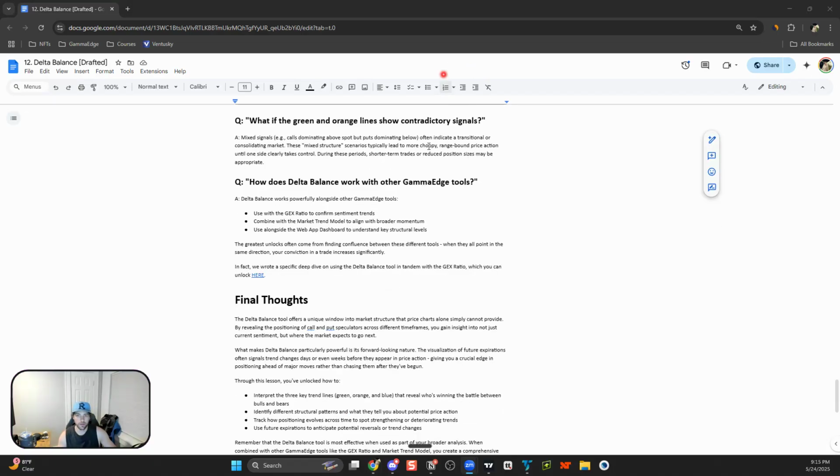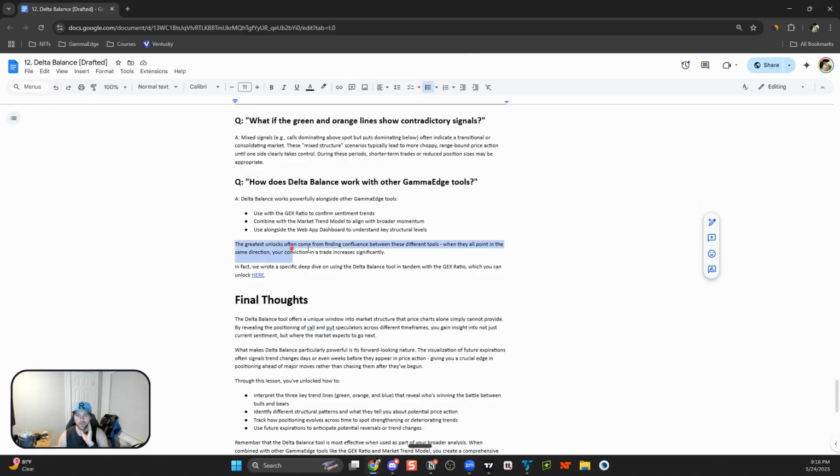And then how does delta balance work with other GammaEdge tools? So this is a very powerful and complementary tool along with our other tools. But right, specifically, use it in conjunction with the GEX ratio to confirm market sentiment trends. Again, the market trend model to understand if there's any broad momentum in the market, and then the web app dashboard to understand where those key structural levels are, and then if you have the underlying call or put dominated supporting when we break through those key levels.